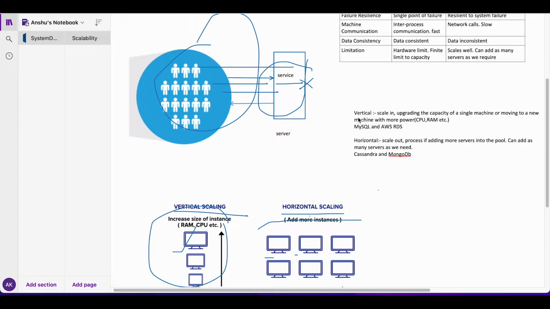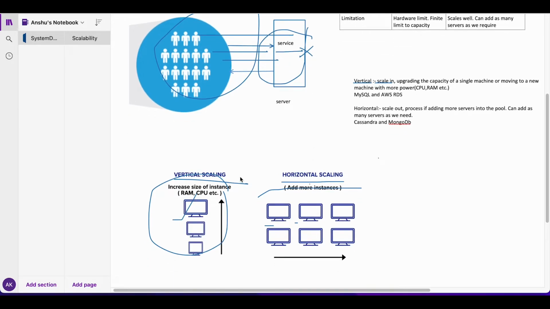So what is vertical scaling? It means we are upgrading the capacity of a single machine, or moving to a new, bigger machine with more power, where we'll have more CPU, more RAM, and more storage capacity. So we are upgrading the capacity of a server. That is vertical scaling. An example of vertical scaling is MySQL and AWS RDS.